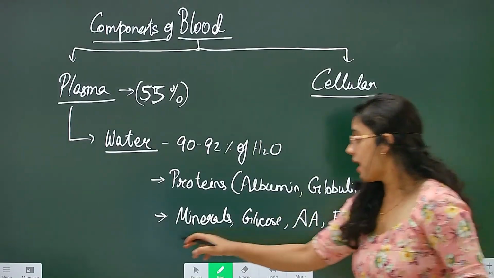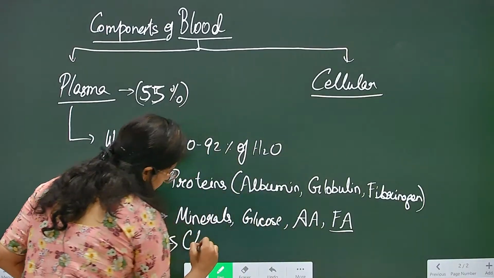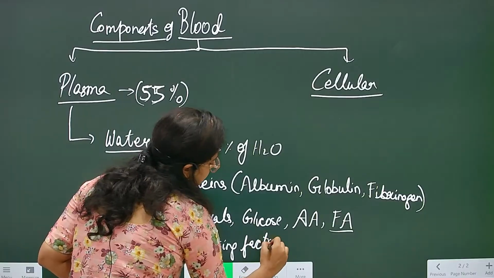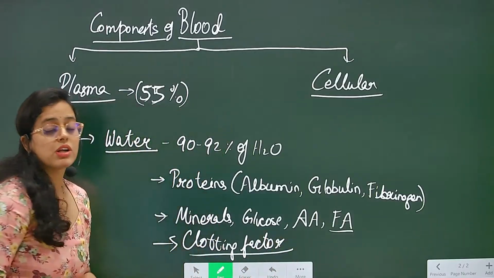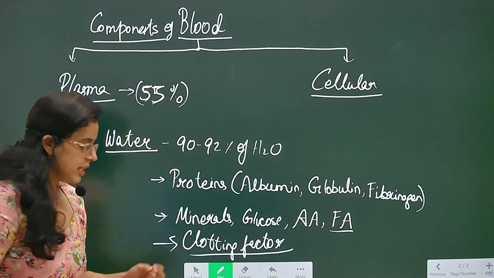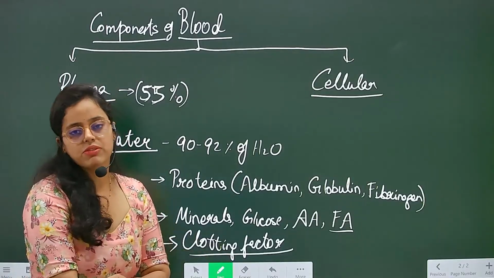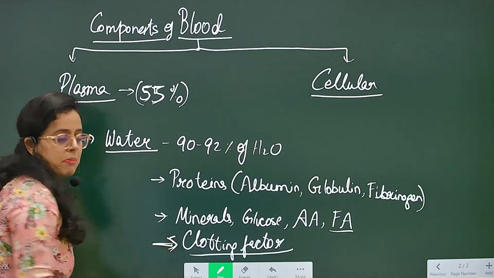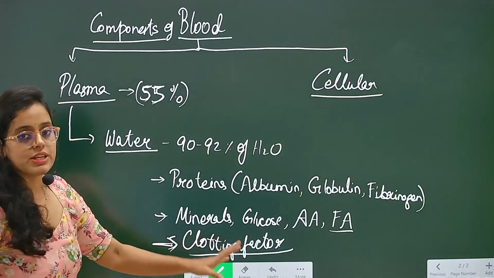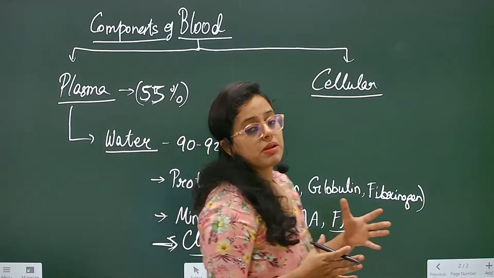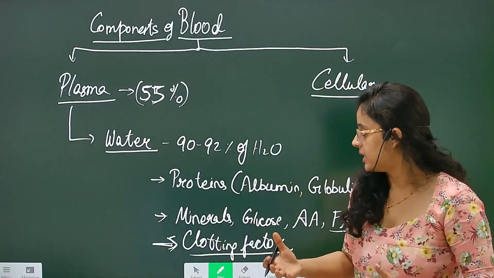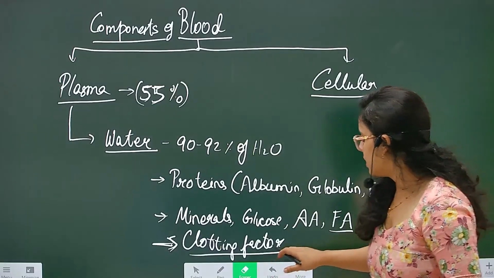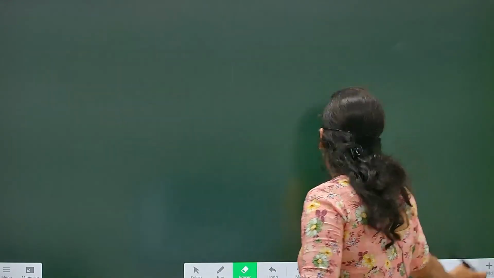or we also have clotting factors. These clotting factors are helpful for clot formation. Whenever there is a rupture of the skin, what happens? The blood is seen. To stop the blood flow, the clotting factors form a mesh-like structure and prevent the flow of blood towards outside. Right? So this is the composition of the plasma, and now we are going to learn about cellular components.